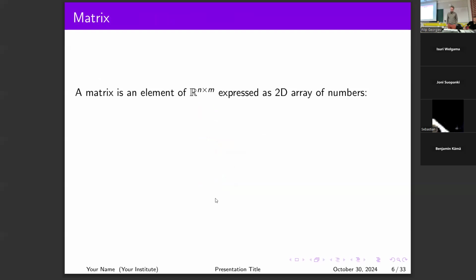Okay, a matrix is an element of an n times m dimensional space, and is usually represented as a two-dimensional array like this. So the number of rows is the first number, and the number of columns is the second number, which is kind of the reverse of what we usually do with a coordinate axis. We first look at the horizontal axis and then the vertical axis. Here, it's the opposite, just to make things confusing.